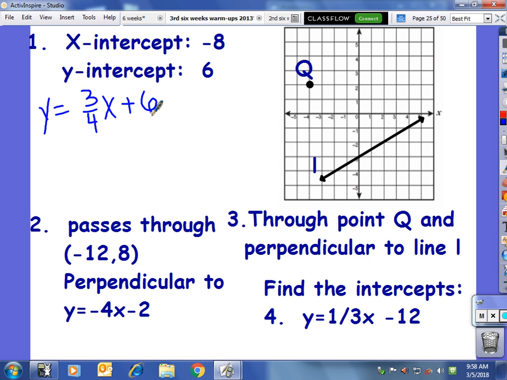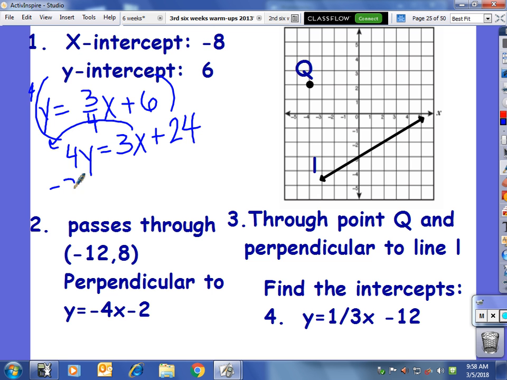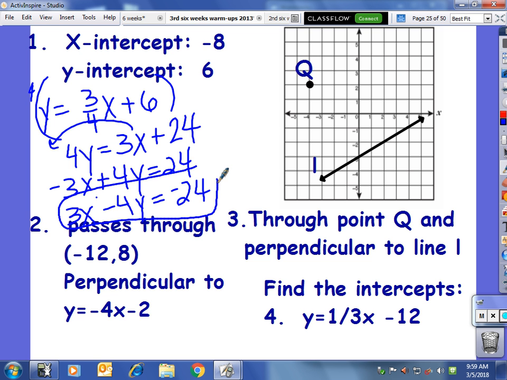How could I get this in standard form? Multiply everything by 4. That's going to be 4y equals 3x plus 24. Subtract 3x so it can move over to this side. -3x plus 4y equals 24. I want x to be positive, so everything changes signs. 3x minus 4y equals -24. So that's one version, and here was the other version. You got to be able to do both.